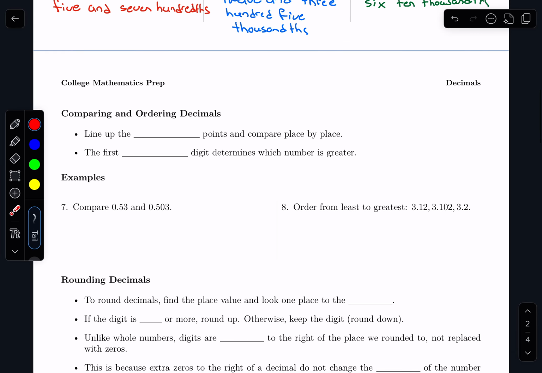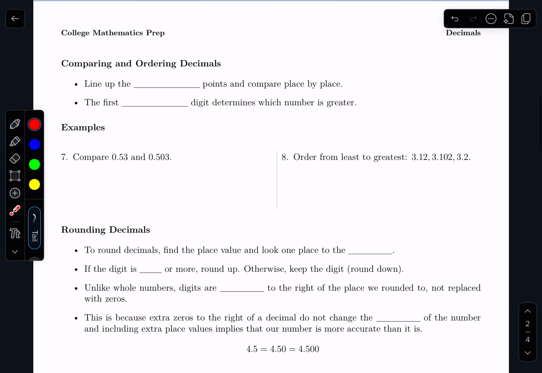All right, so now let's go ahead and work on comparing decimals. Now that we know how to name them, let's put them in order from least to greatest. What you have to do to compare decimals is line up the decimal places. We write them right on top of each other with the decimal points lined up. And then we go place value by place value to compare. The first different digit is going to tell us which number is bigger. Once a digit is different from left to right, that tells us which number is bigger.